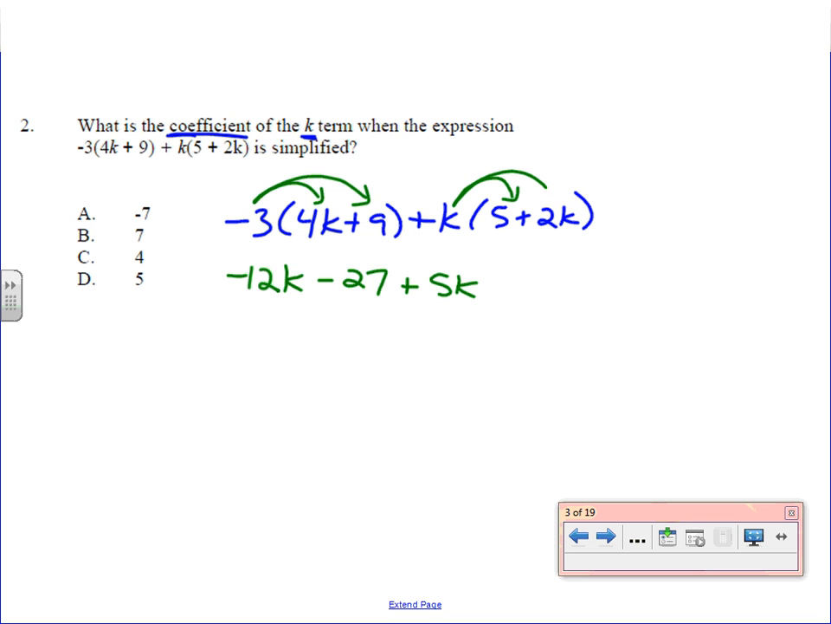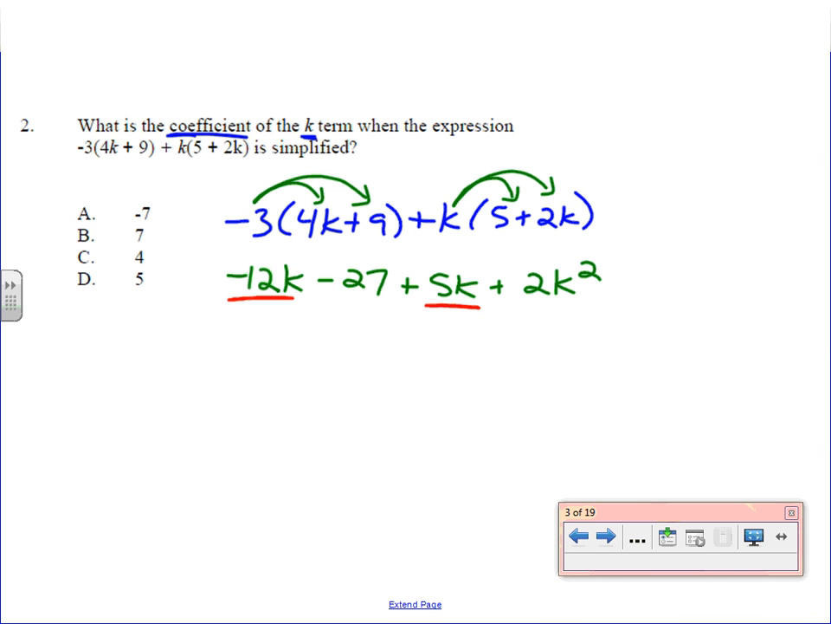This k times that 5 would give me a 5k. And k times 2k is a 2k squared. K times another k is a k squared. Now we're not quite done yet. We still need to simplify this. We need to combine the like terms. So that's what I'm going to do next. I'm going to take this and combine.